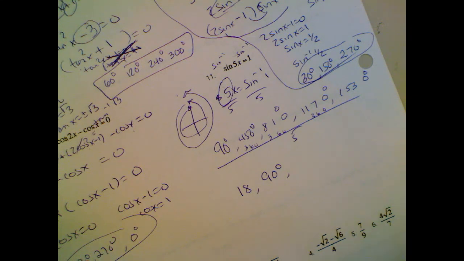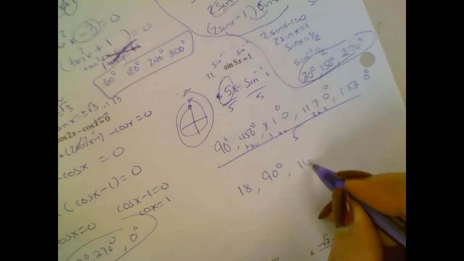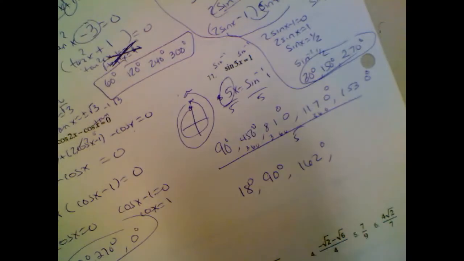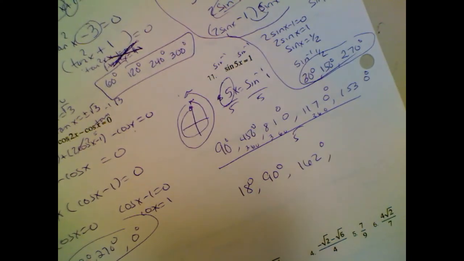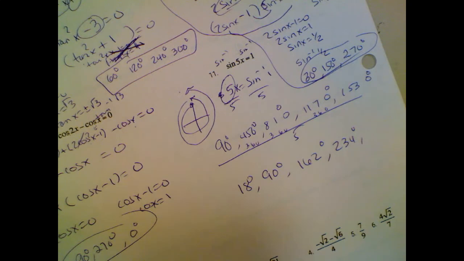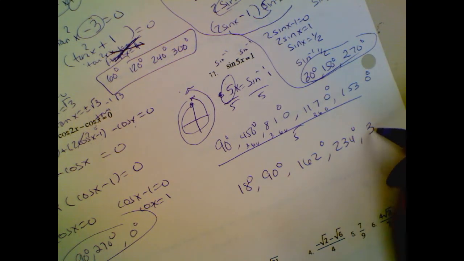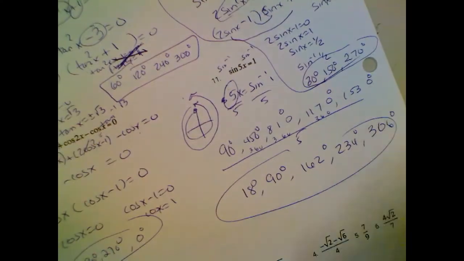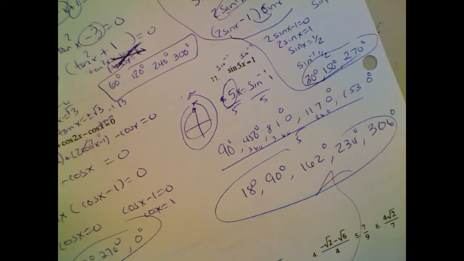810 divided by 5 is 162. And then make sure you put degrees on these. 1170 divided by 5 is 234. And then 1530 divided by 5 is 306. I just realized that all the answers are at the bottom of the page, and I'm trying to do this on the calculator. There they are. Boom. Okay, that's the video.